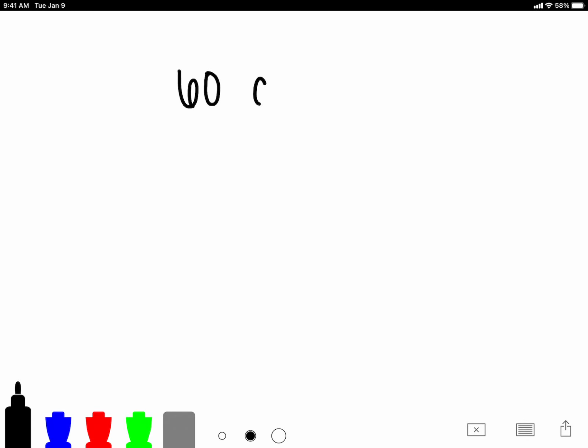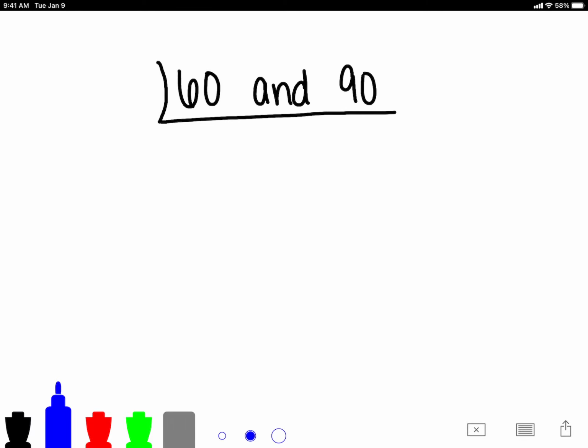Let me take a look at another example. Let's do 60 and 90. When you look at these two numbers and you're not sure what the greatest common factor is, you can just start dividing by any common factor that both terms have. You could say these two are even, so I can divide by 2. Or they both end in 0, so I can divide them by 10. Or I can divide them by 5.